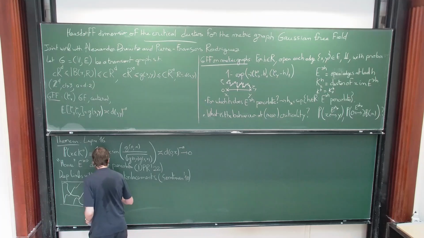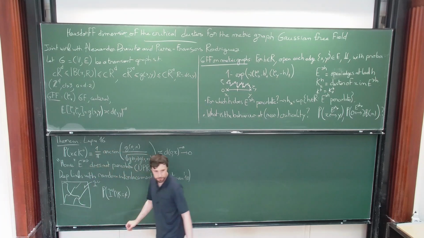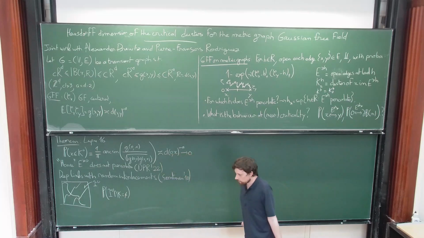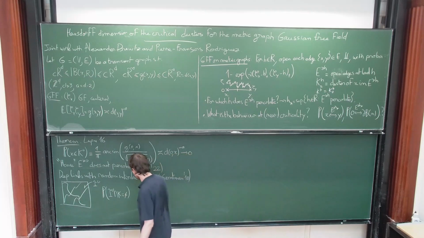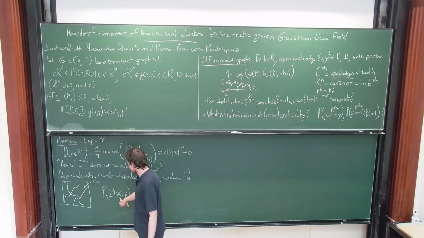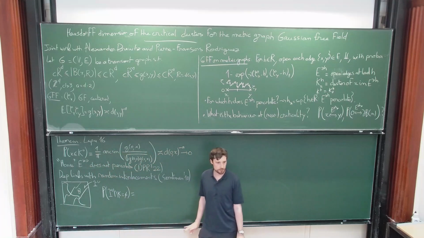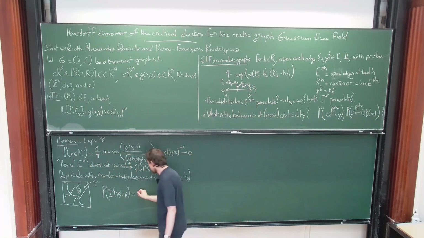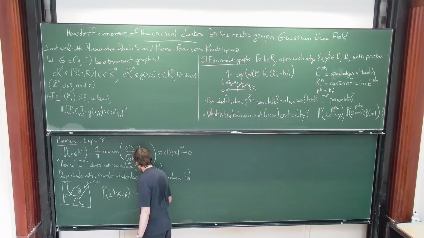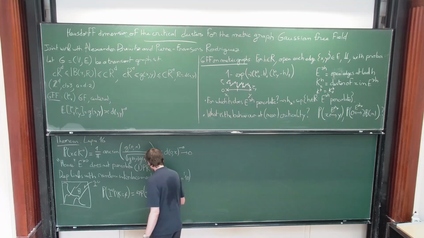Let me give you another way to define it, which is much less intuitive: it is entirely characterized by the following property. I fix some set K and look at the probability that my interlacement avoids K, meaning no trajectory of my interlacement hits this set K. This is given by exponential of minus u times the capacity of the set K.